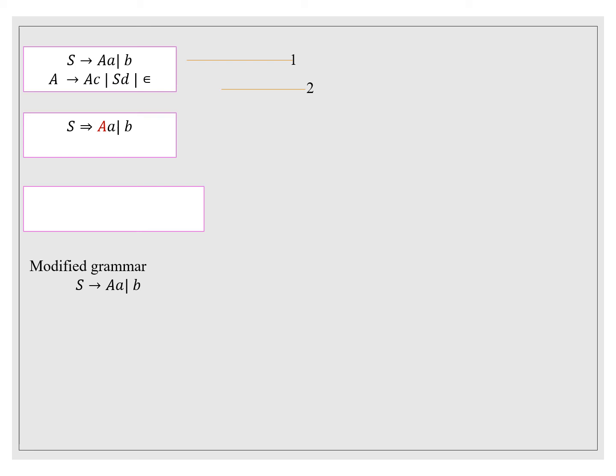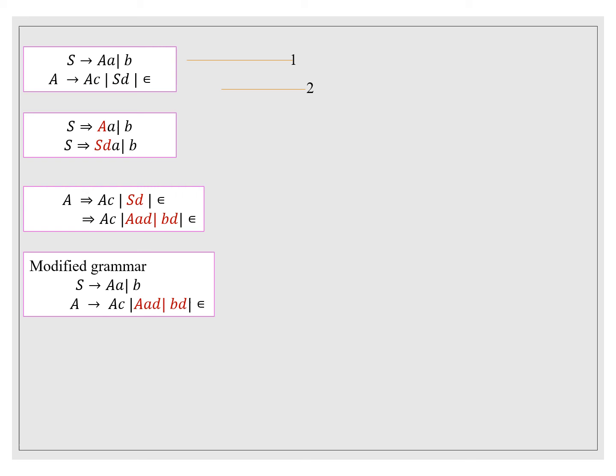Look at the production for A. A derives A c and the second one is A derives S d, right? In the place of S, if I substitute, now what happens? Now this grammar is suffering from left recursive property. Let us consider the second production, A derives A c | S d | epsilon. In the place of S, I apply production 1, that is, we just substitute. So we'll get A c | A a d | b d | epsilon. Hence, this is the modified grammar, and this is the input for the left recursion removal algorithm.